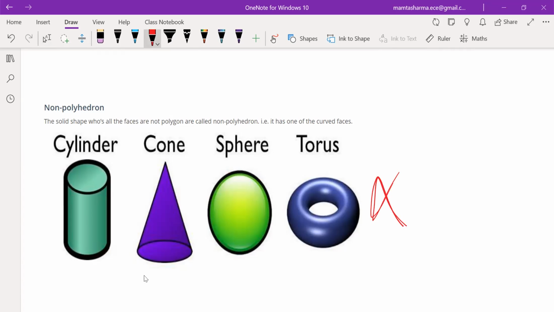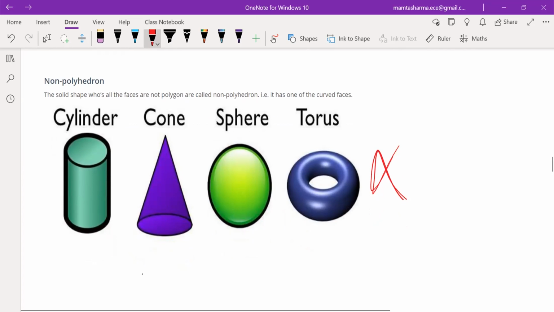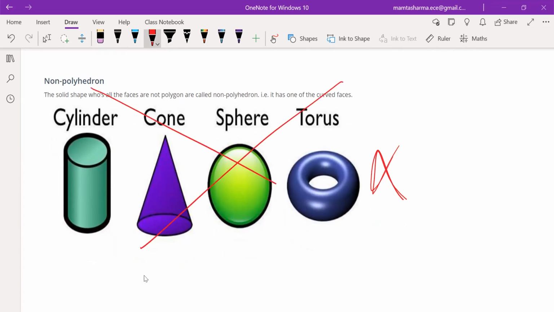What is a torus? A torus is what you might have seen as a swimming tire, the tube inside. Donuts are also in the shape of a torus, or this swimming ring, right? That is also a torus. Since they all have curved surfaces, they will not be a polyhedron.